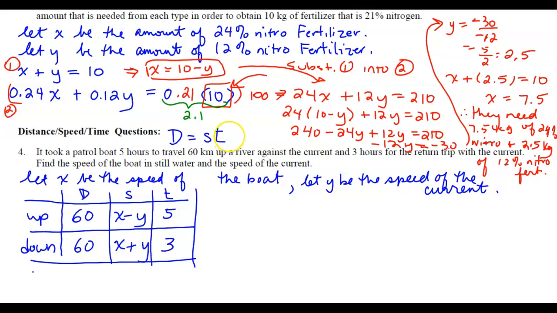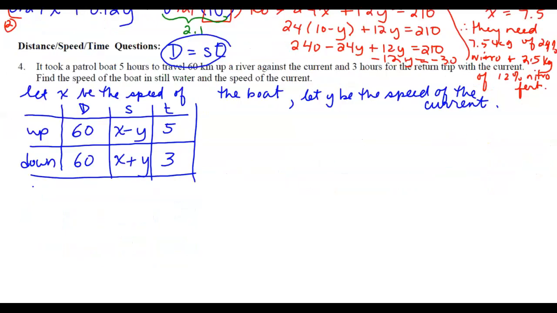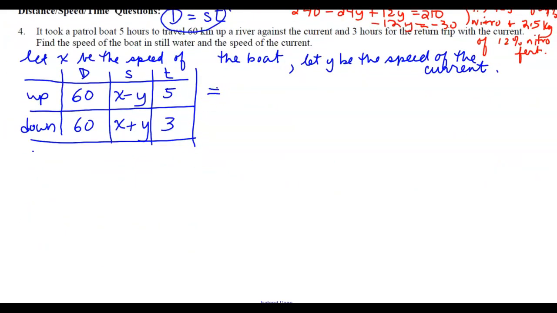And then we're going to use that equation, distance equals speed times time, for each row to come up with your 2 equations. So distance, 60 will equal x minus y times 5. I might put the 5 out front just because it's a monomial. So here this is going to be 60 equals 5 times (x minus y). And this one's going to be 60 equals 3 times (x plus y).